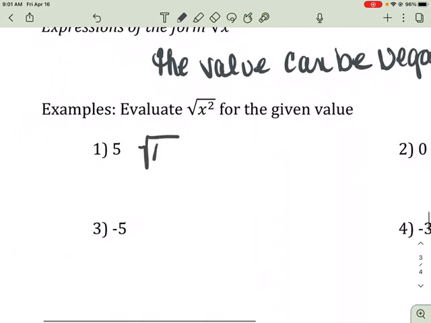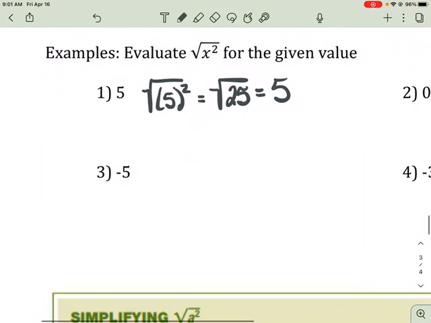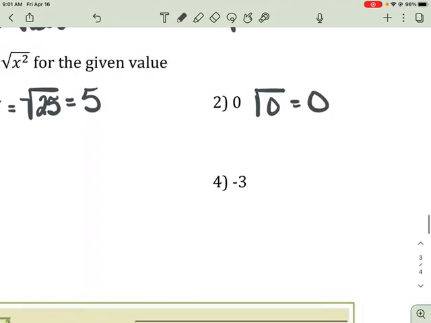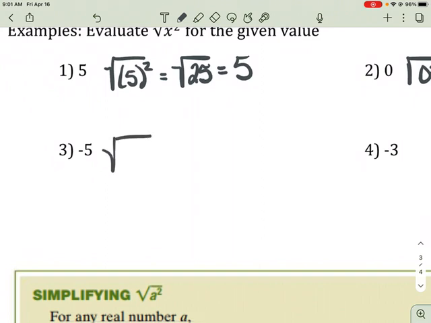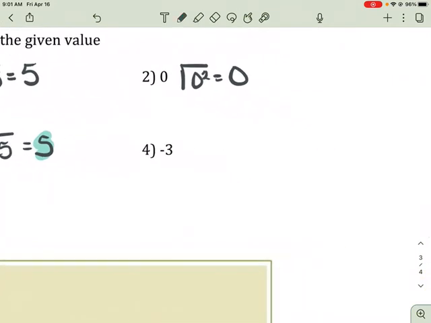So if we do 5 squared, we get the square root of 25, which is 5. The square root of 0 is just 0. 0 squared is still 0, sorry. So here we get the square root of negative 5 squared. And that means square root of 25, which is also 5. Notice they're the same. That what I put in is not what I got out. That's important to see.